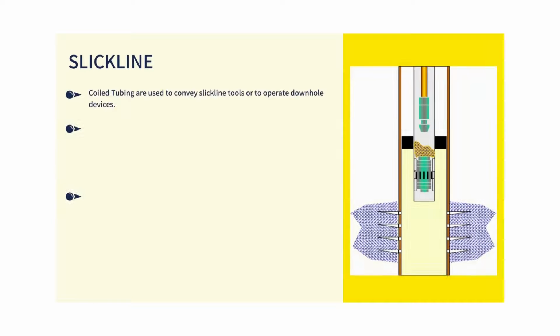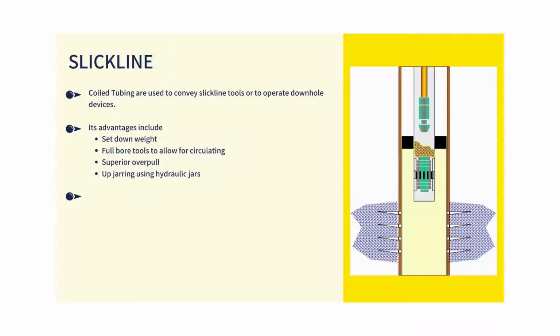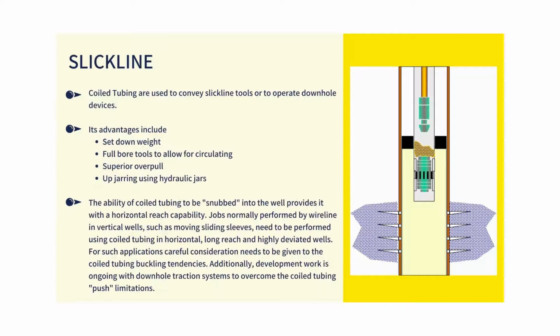Slickline. Coiled tubing is used to convey slickline tools or to operate downhole devices. Its advantages include set-down weight, full-bore tools to allow for circulating, superior overpull, and up-jarring using hydraulic jars. The ability of coiled tubing to be snubbed into the well provides it with a horizontal reach capability.